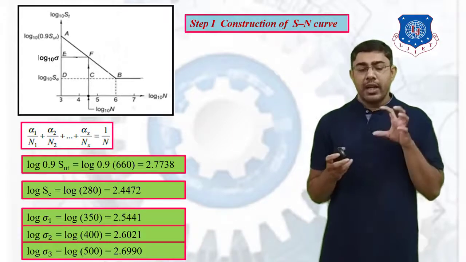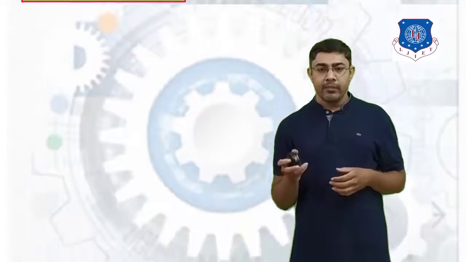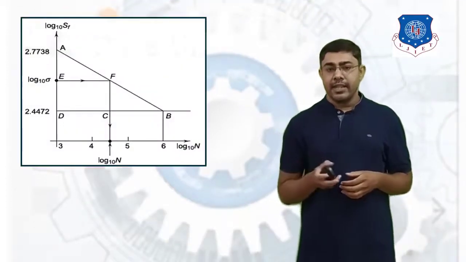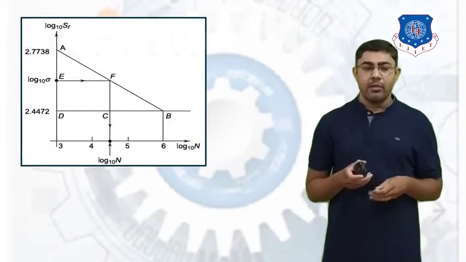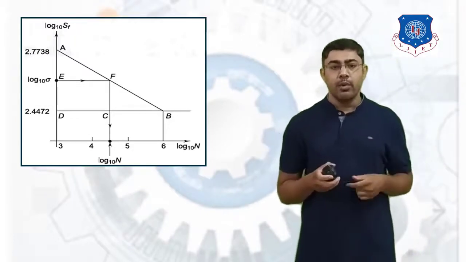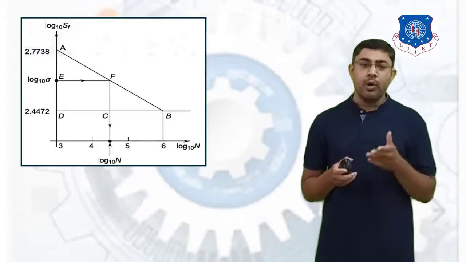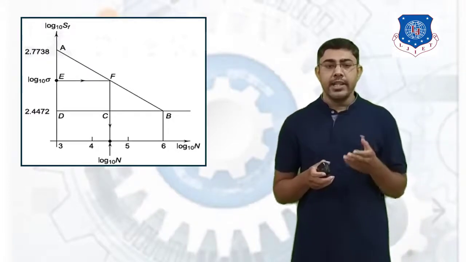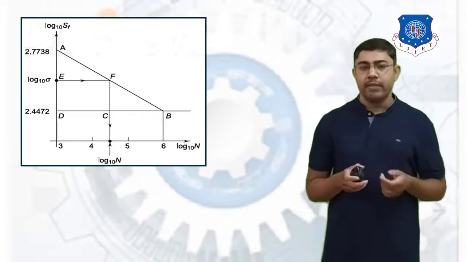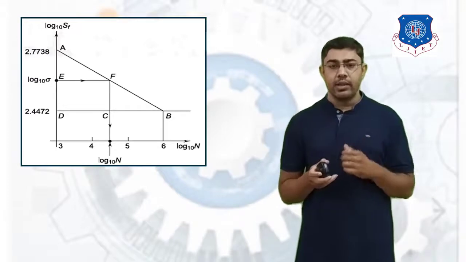So first we have to construct the SN curve by placing all these values. Our SN curve becomes as shown in the figure as per our given condition. Here 0.7738 is log 0.9 SUT and log AC is 2.4472. The log n and log sigma are unknown.